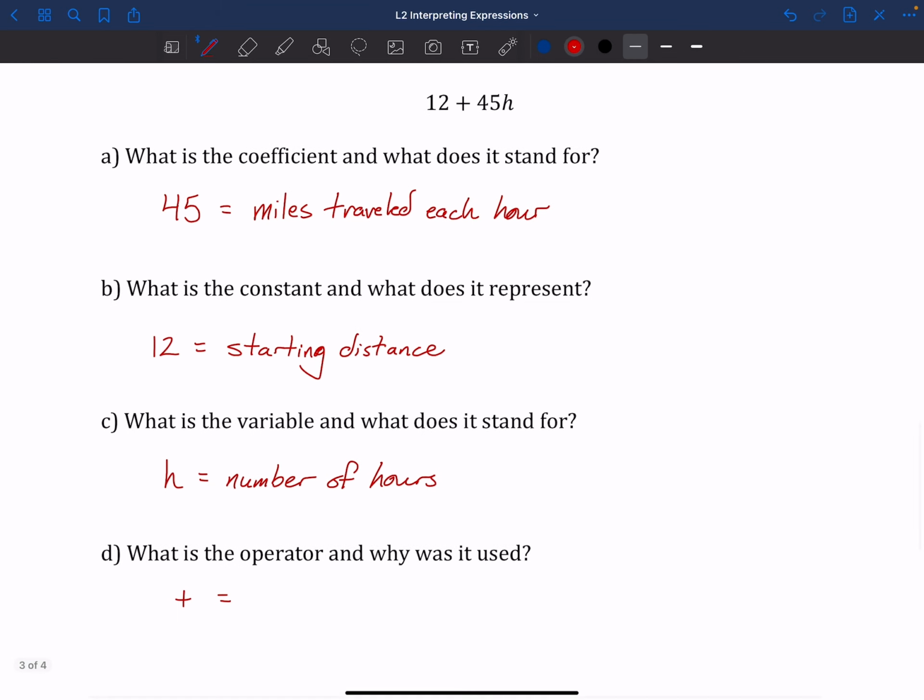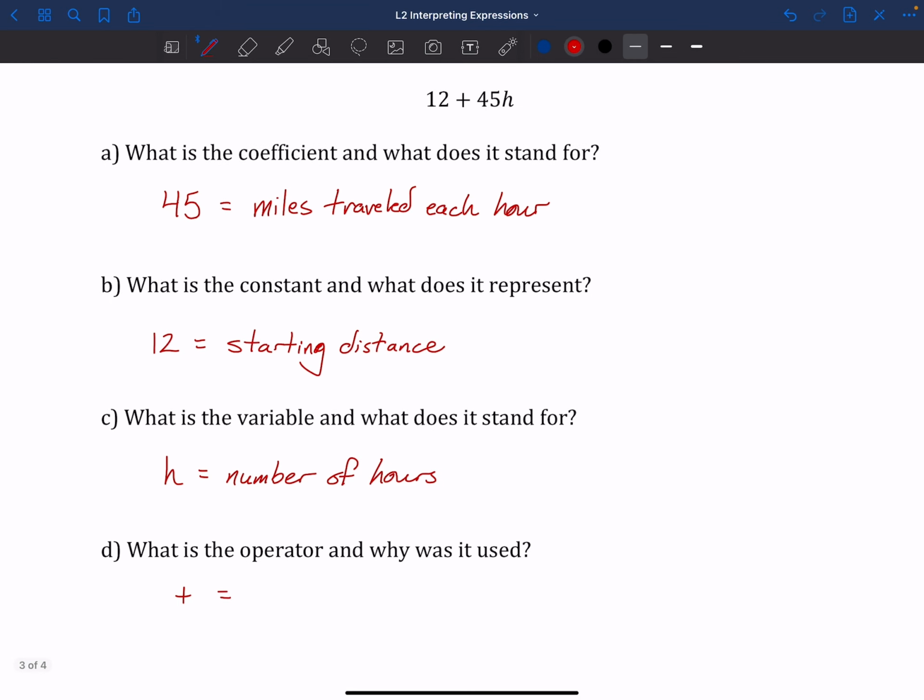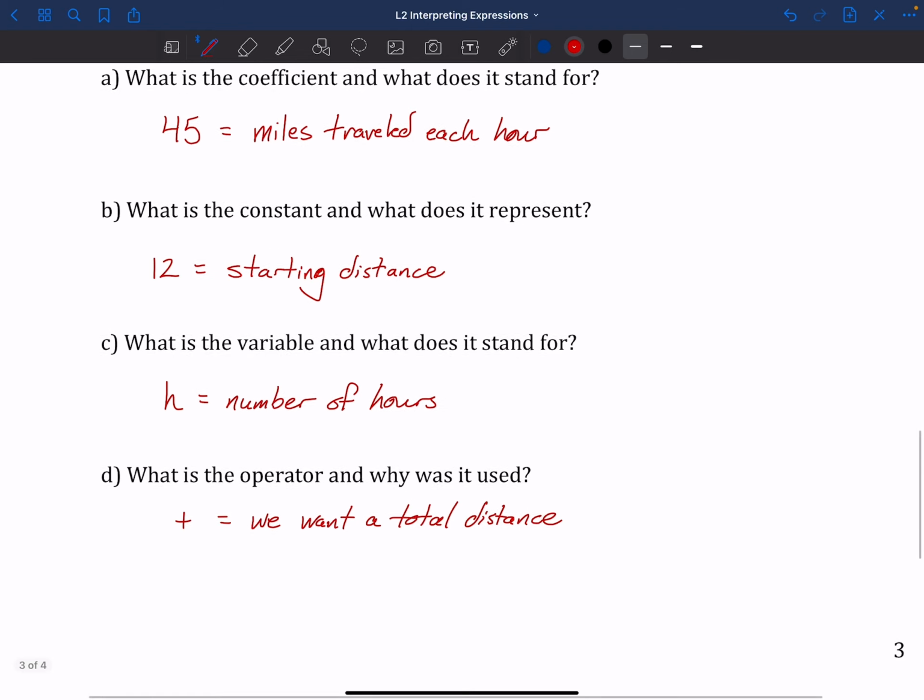Last but not least, why would we be adding, right? The reason that we'd be adding is because we want a total distance, right? And if you're trying to figure out how far you've gone, you know, if you went 1 mile and then you go 2 more miles, you just add them together, right? You wouldn't multiply, you wouldn't divide them for sure, right? So you're continuing to add on to that initial bit, right?